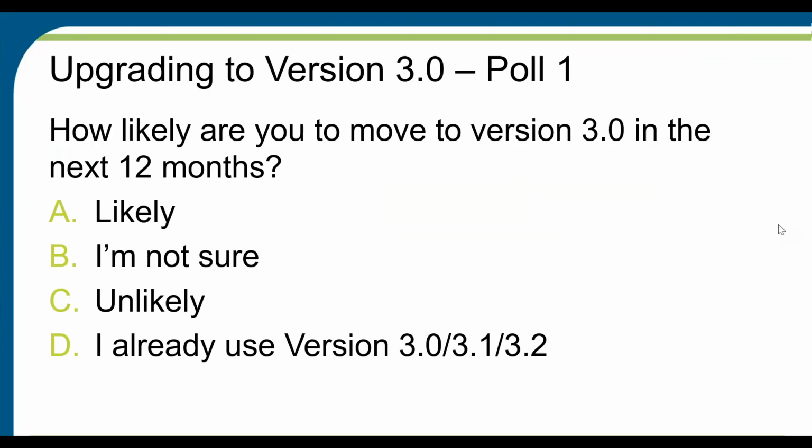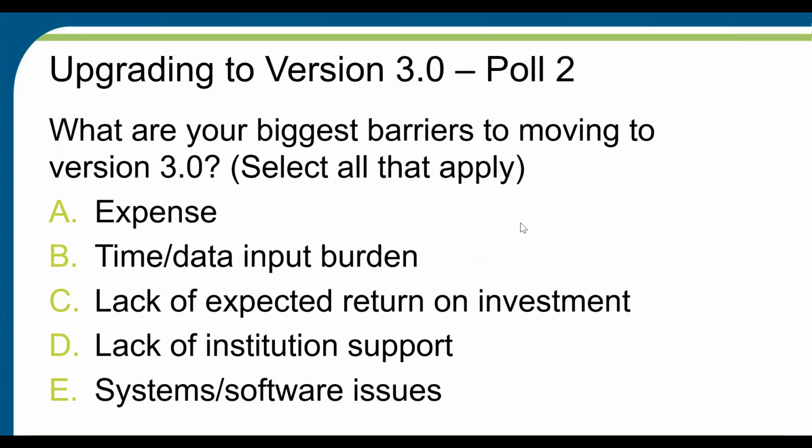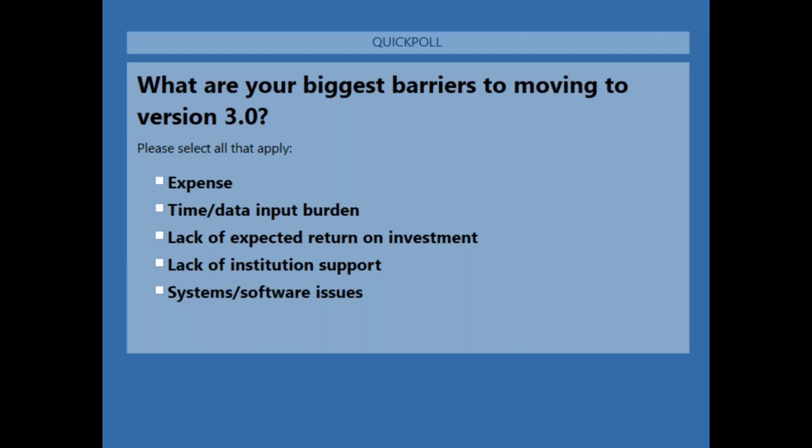So we've got one more poll after this. So this poll is a choose all that apply. We'd like to know, what are your biggest barriers to moving to version 3.0? And so please select all that apply. Is it expense, time, data input burden, lack of expected return on investment? Is it a lack of institutional support, or is it just system software issues?